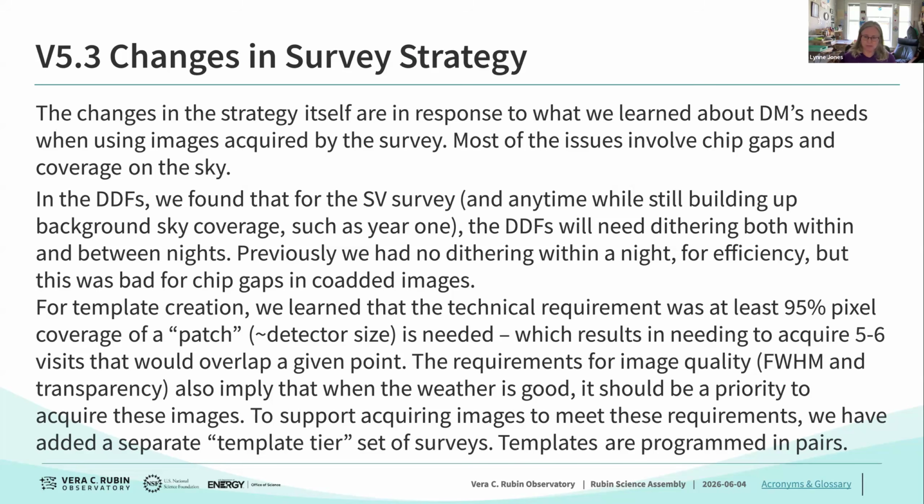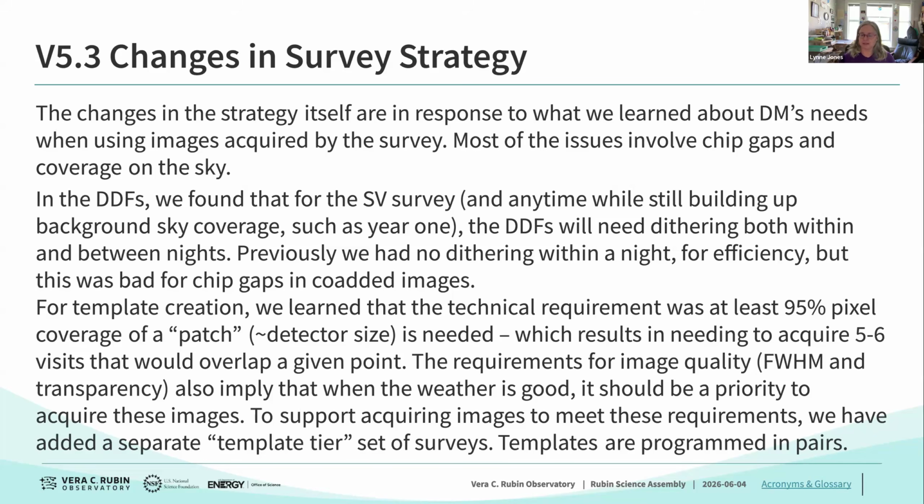There are requirements for image quality. This is in the full width half max and the transparency. And we knew about those, but what we hadn't anticipated is the difficulty of predicting what that cutoff would be before you actually have the images, and then also requiring that you get at least so many images that meet that quality. The second half of this is that, because of the chip gaps again, the technical requirement was 95% pixel coverage of a patch, which is not the same thing, with 3 images.